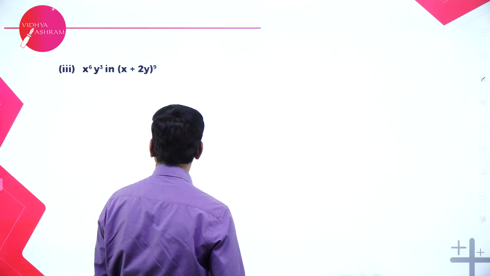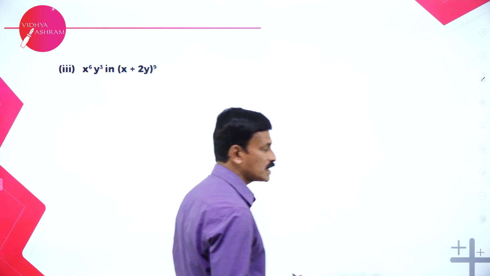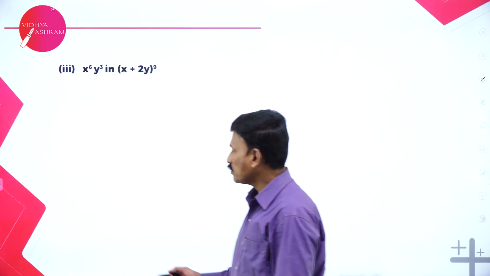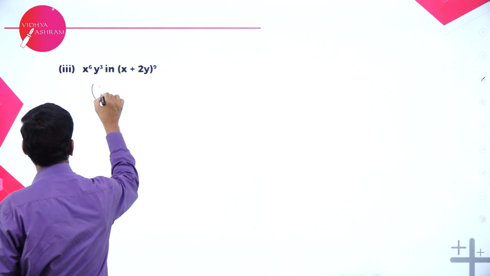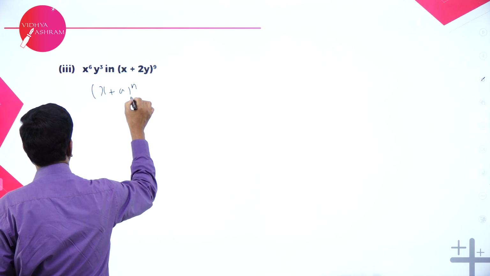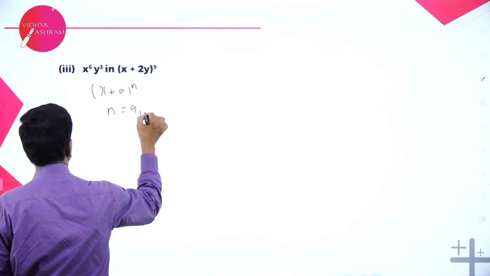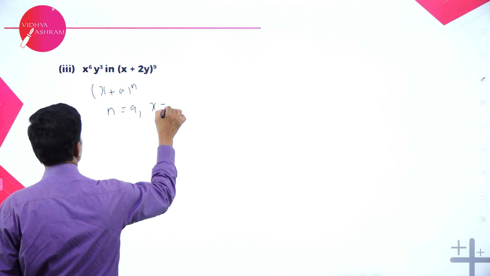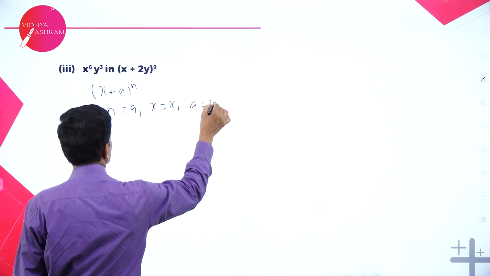Same. Find the coefficient of x raised to 6, y raised to 3 in the expansion of (x plus 2y) to the power of 9. Same type problem. This is also here comparing with (x plus a) to the power of n. So n is equal to 9. Then x is equal to x and a is equal to 2y.